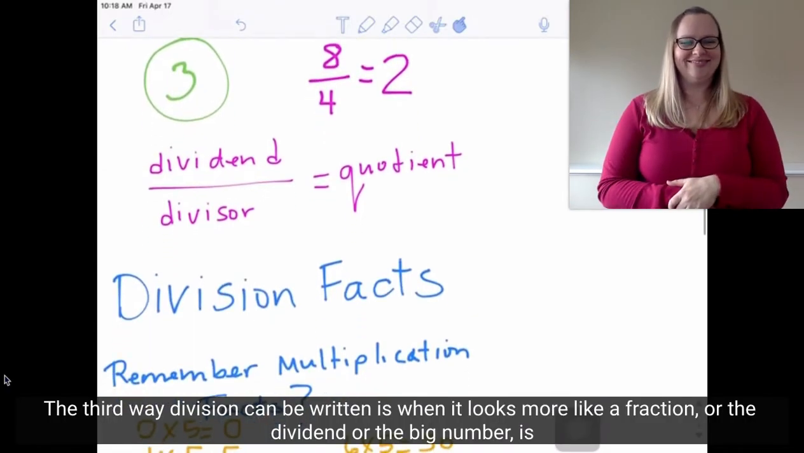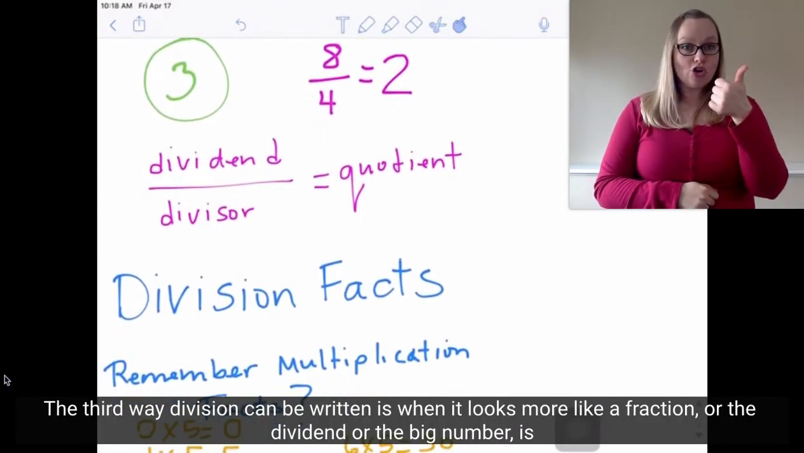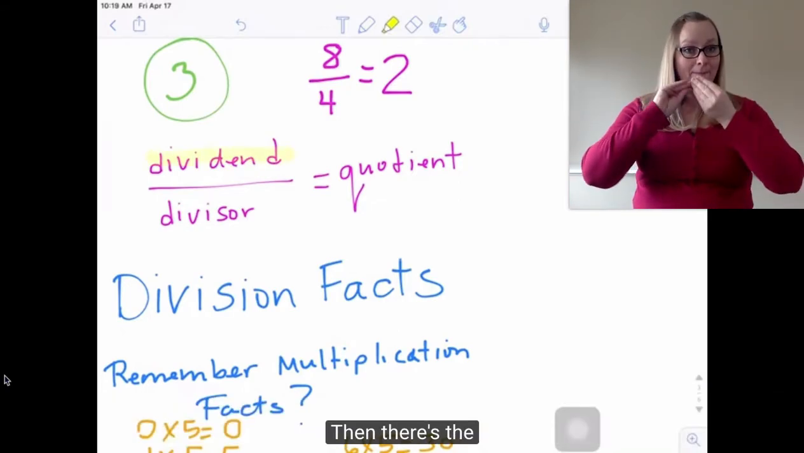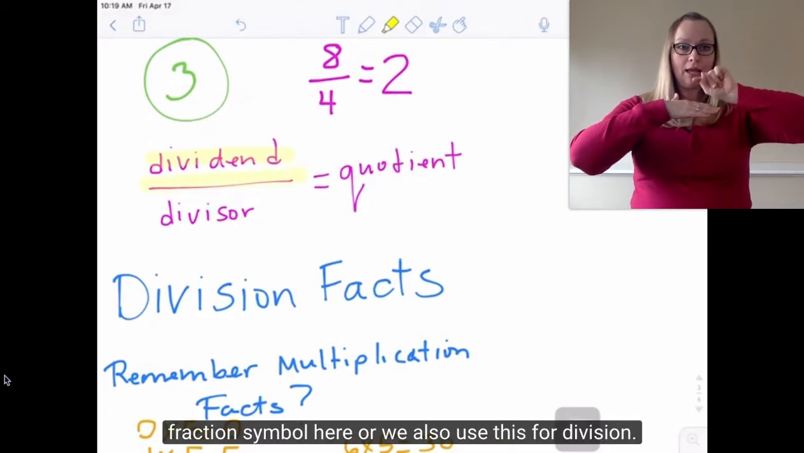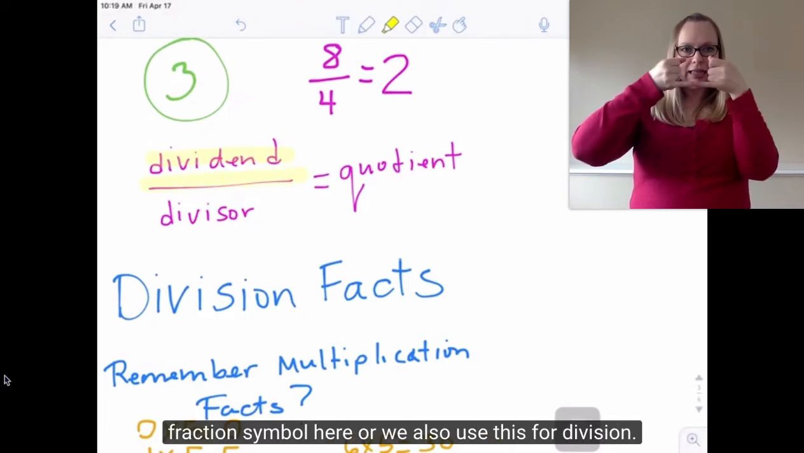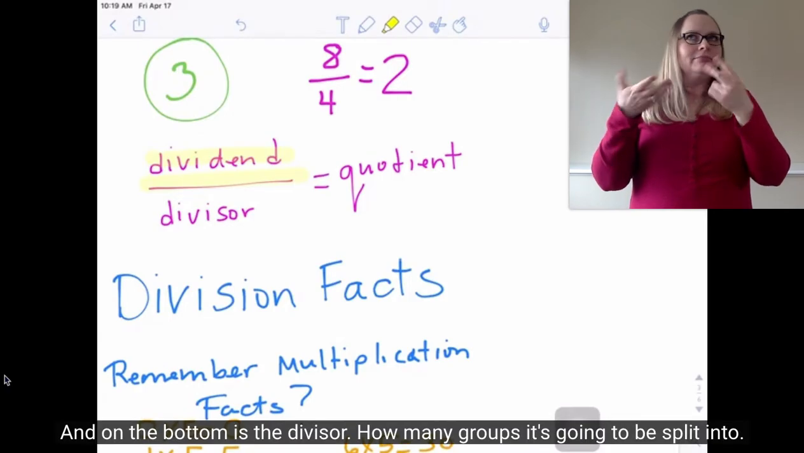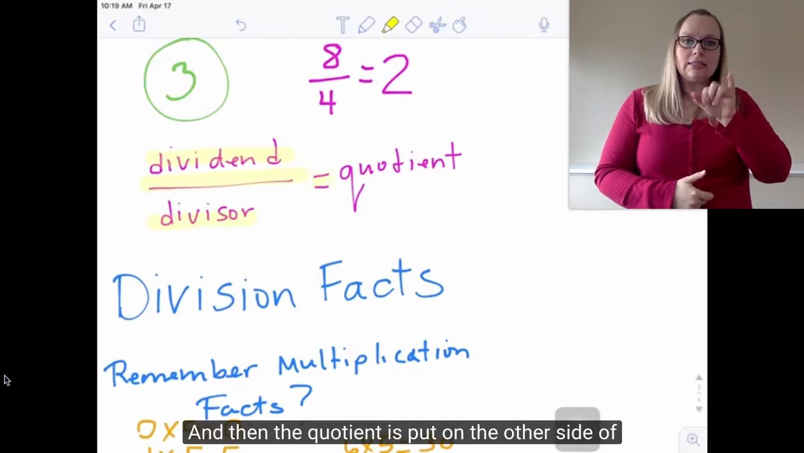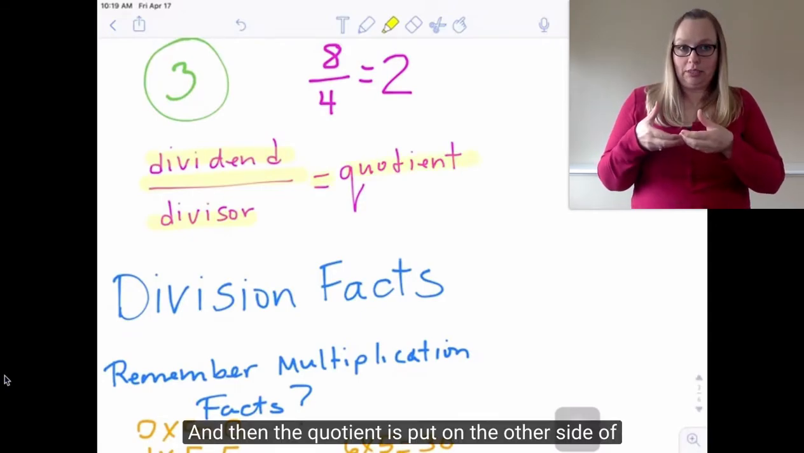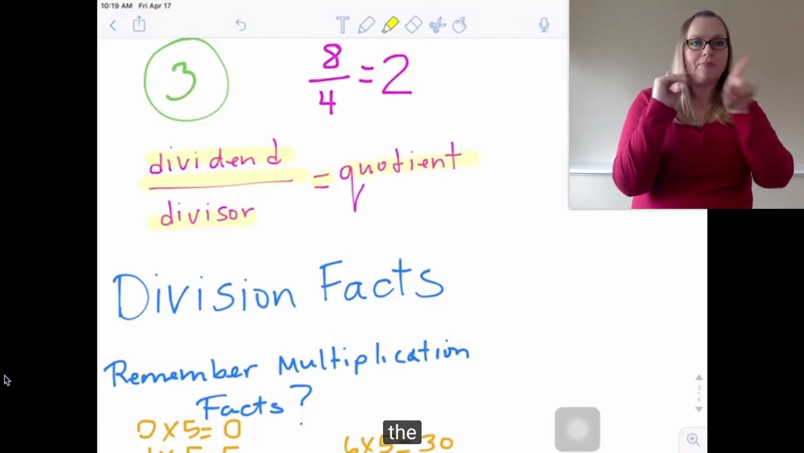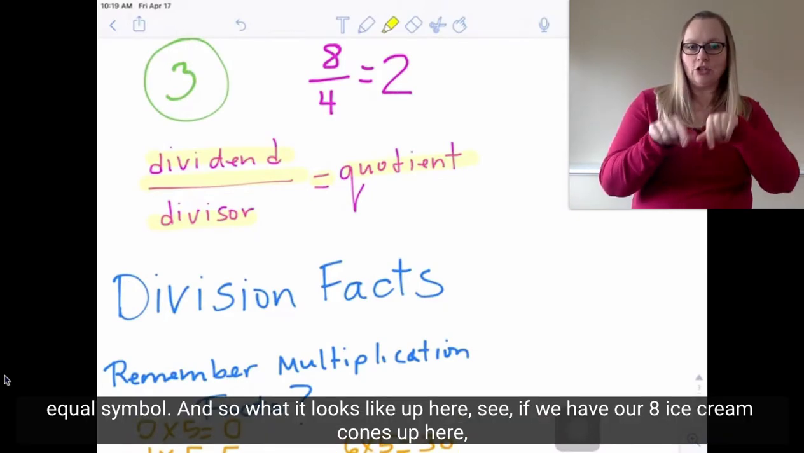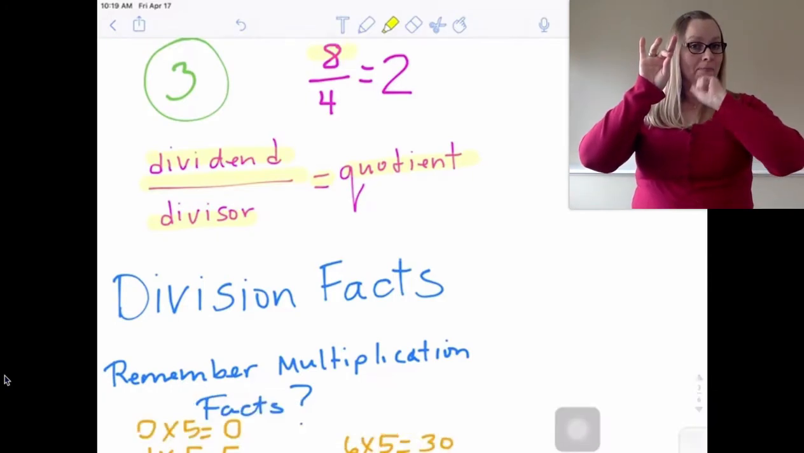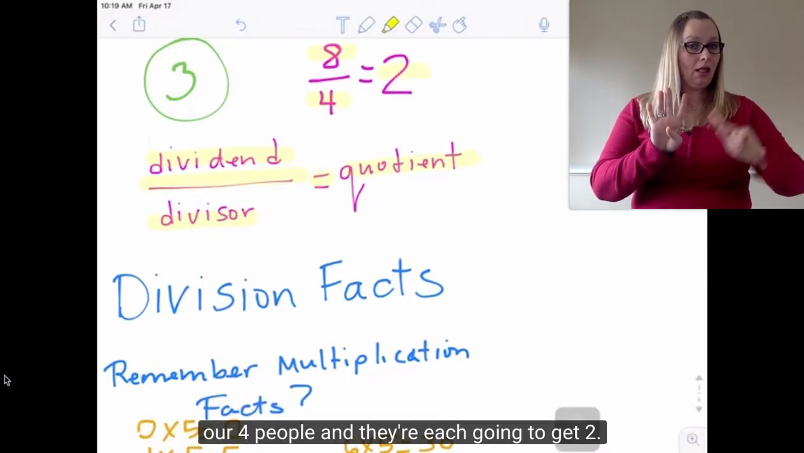The third way division can be written is when it looks more like a fraction, where the dividend, or the big number, is on top. Then there's the fraction symbol here, or we also use this for division. And on the bottom is the divisor, how many groups it's going to be split into. And then the quotient is put on the other side of the equal symbol. And so what it looks like up here, see, if we have our 8 ice cream cones up here, 4 people, and they're each going to get 2.